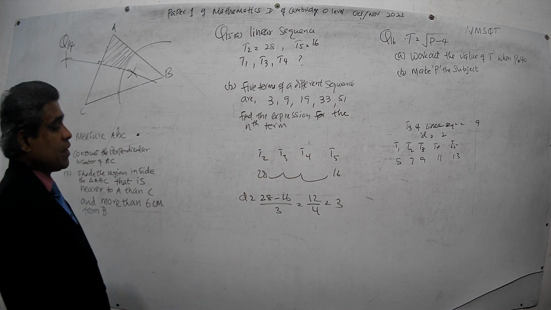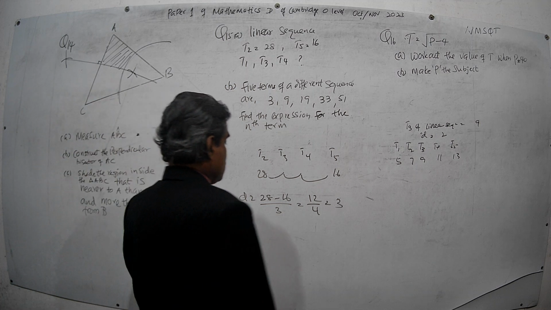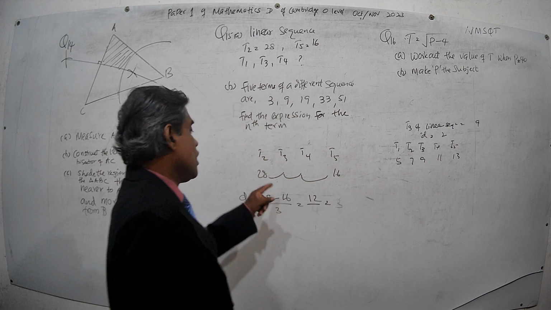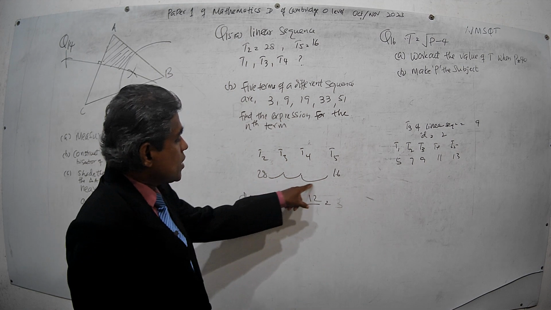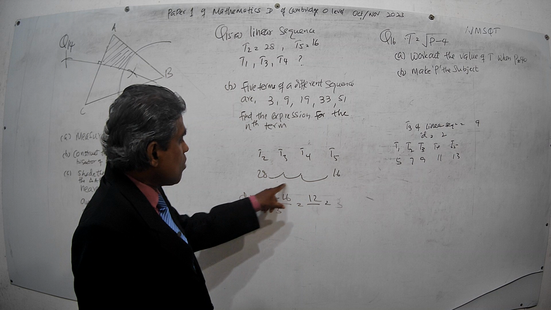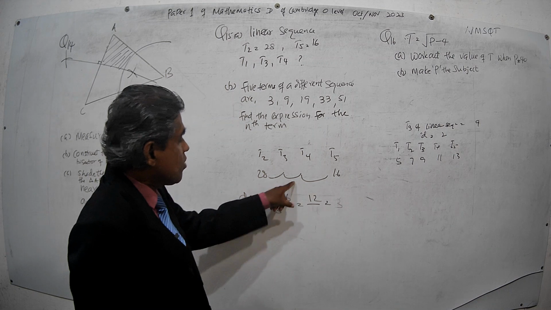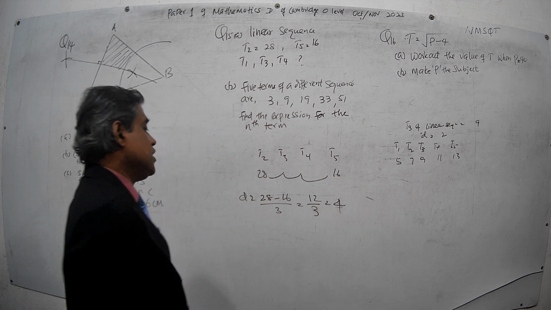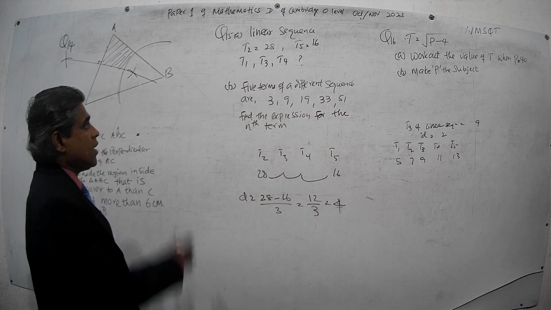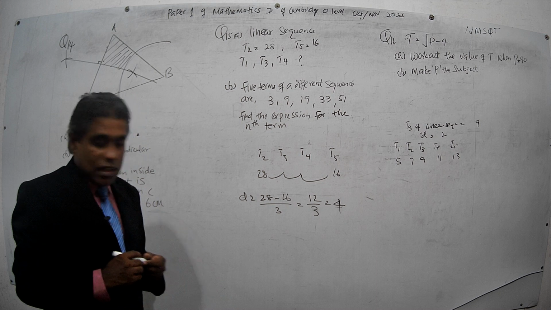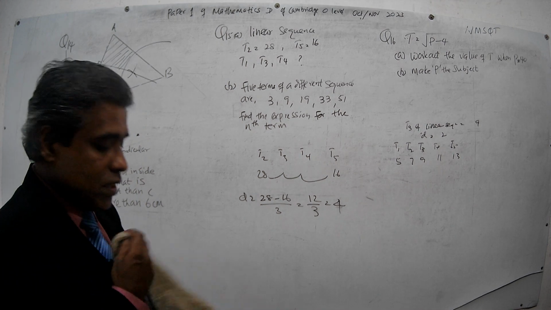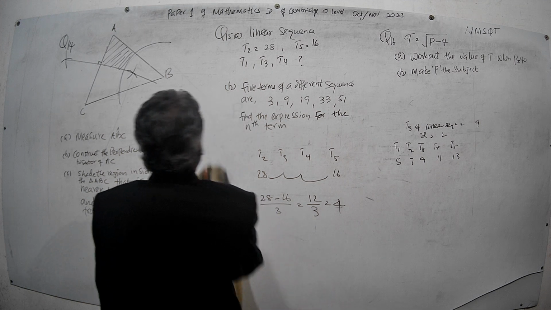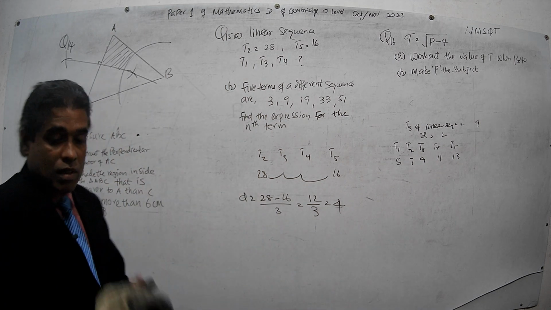Sorry, that's wrong. 28 minus 16 is 12. The sum of the differences is 12. There are 3 common differences, so divided by 3, you get 4. Then 4 is the common difference, D. If you know the common difference, you can write all other terms. Now we will write the other terms.